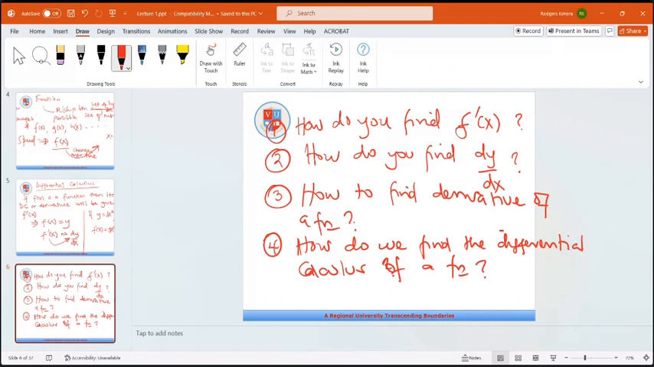How do you find the differential calculus of a function? I want to answer all those questions at once. They are actually the same questions.